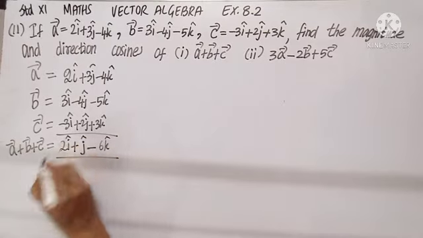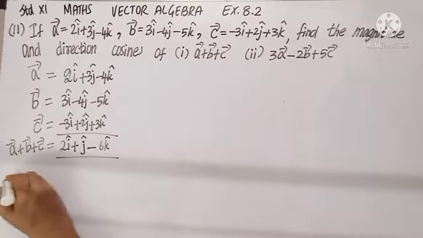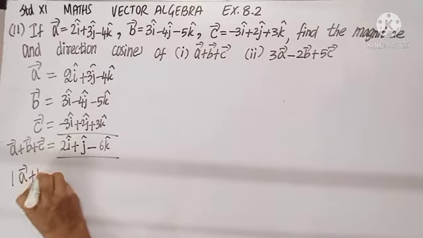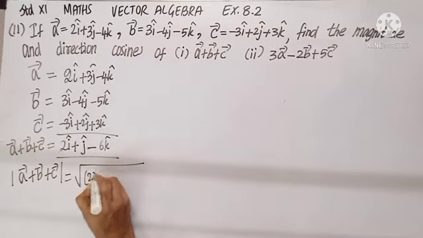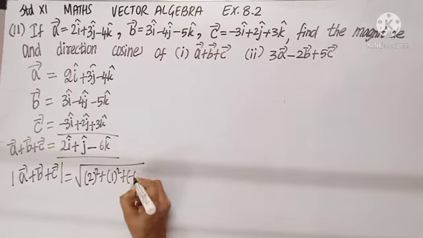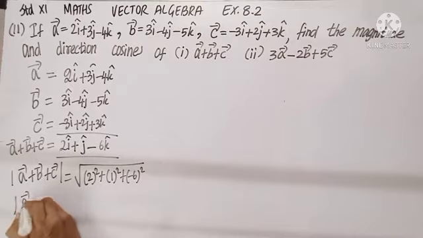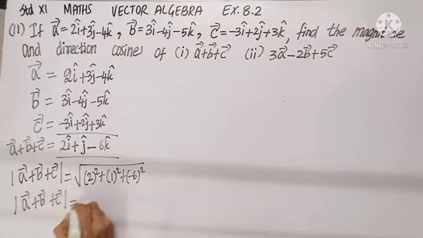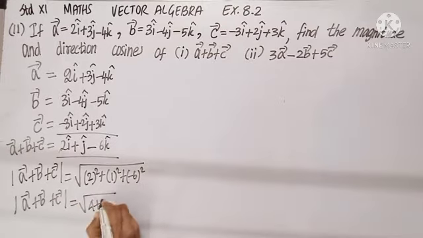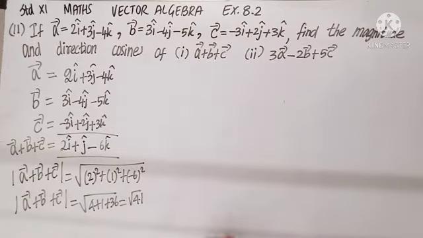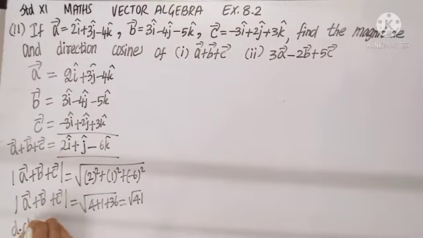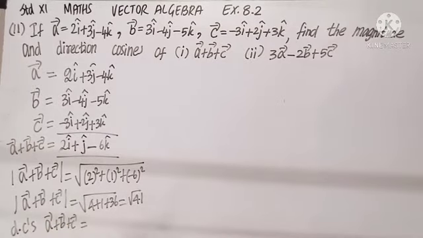As I know A plus B plus C, my question is to find the modulus. So what is the modulus formula? It is root of the squares to be added. 2 square, 1 square plus minus 6 square. So we get modulus of A plus B plus C vectors is root of 4 plus 1 plus 36, or I get root of 41. Now the question is to write the direction cosines also. So what are the direction cosines of A vector plus B vector plus C vector? Each component divide by the modulus.